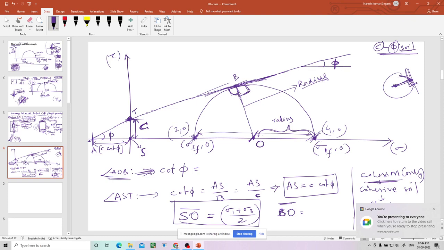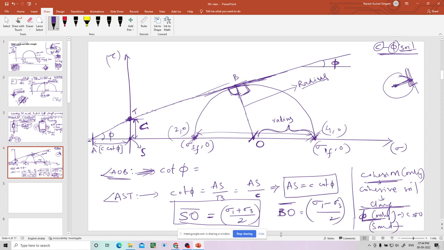Yes, it's 2. How did you get 2? It's sigma 1 minus sigma 3, 4 minus 2. That's it. The distance between these 2 points is sigma 1 minus sigma 3. Then what is the radius? Sigma 1 minus sigma 3 by 2. So that is nothing but OB. OB is also radius, so sigma 1 minus sigma 3 by 2.